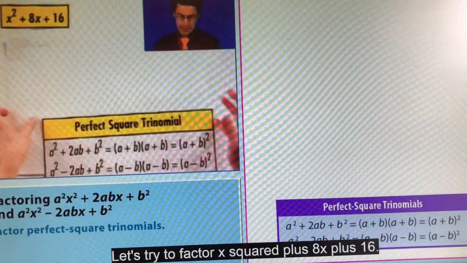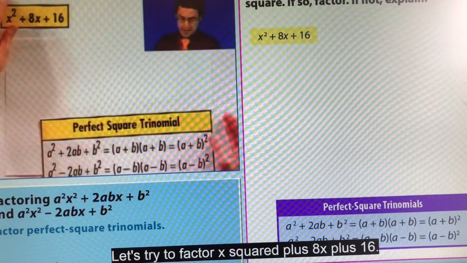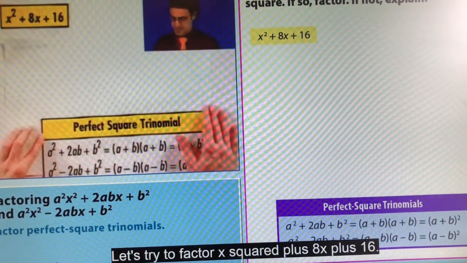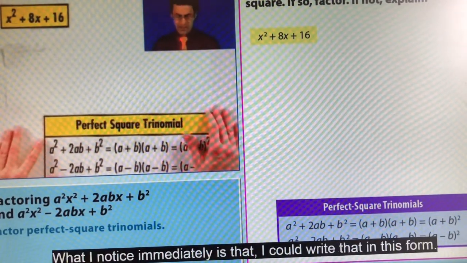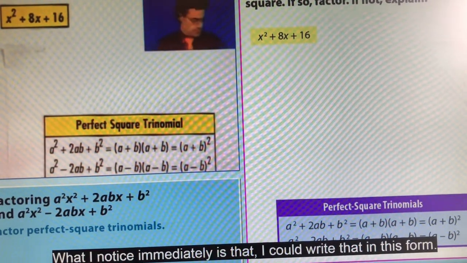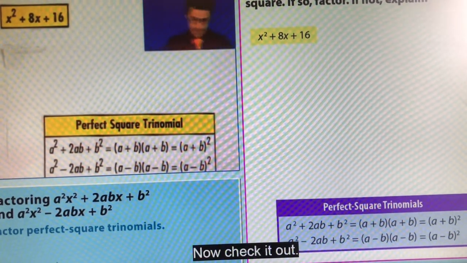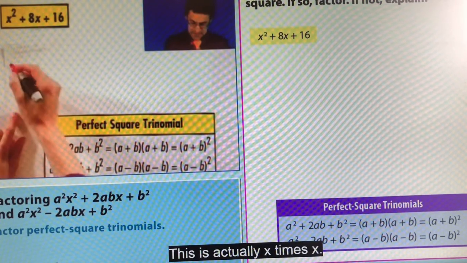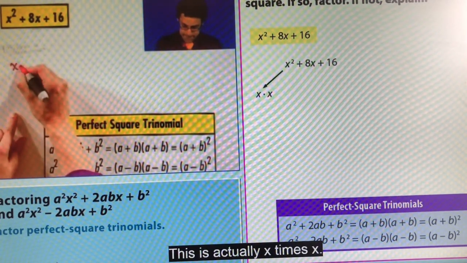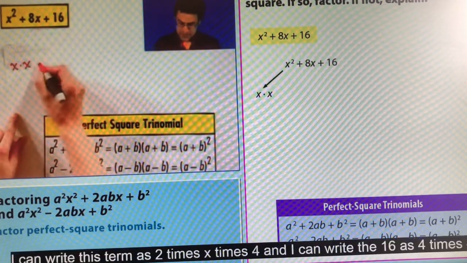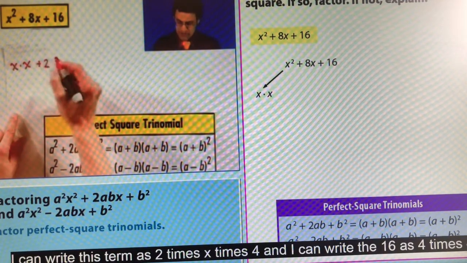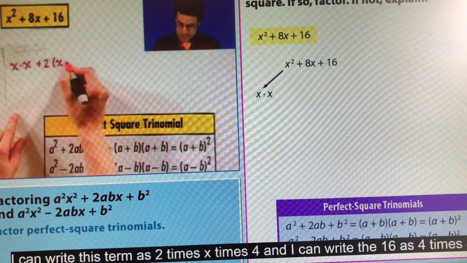Let's try to factor x squared plus 8x plus 16. What I notice immediately is that I can write that in this form. Now check it out. This is actually x times x. I can write this term as 2 times x times 4.